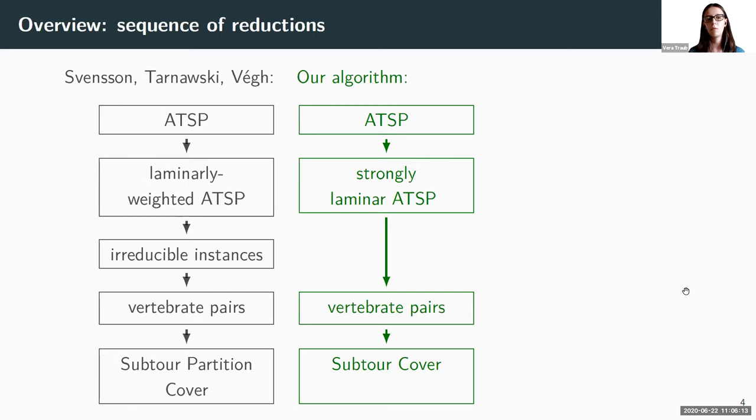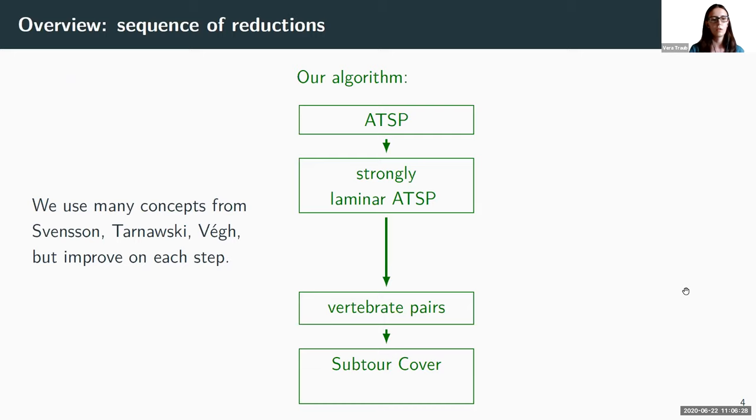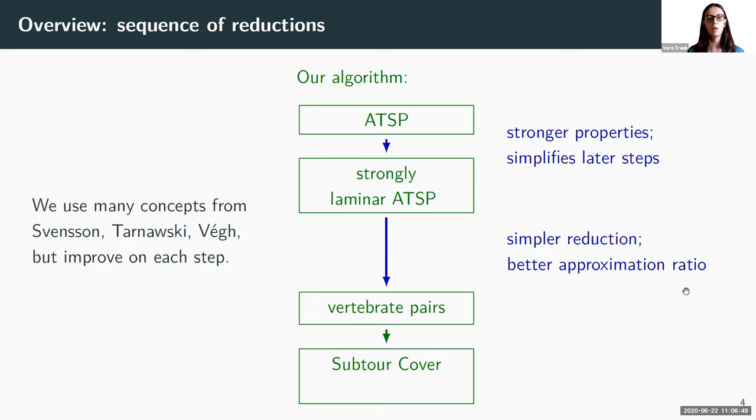So overall, our algorithm is somewhat similar. But in fact, it doesn't only achieve a much better approximation guarantee, it's also simpler than the original algorithm. So overall, we use many concepts from the Svensson, Tarnowski, and Végh algorithm, but we improve on each single step. In the first step, we obtain some stronger properties that are mainly for simplifying later steps. This doesn't help in improving the ratio. Then the most important change is in the second step, where we skip these irreducible instances and obtain a simpler reduction with a much better approximation ratio. That's where we gain most in our approximation guarantee.